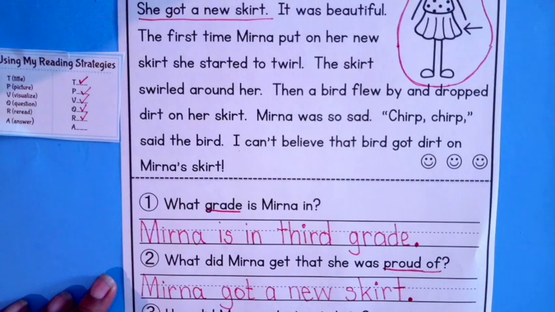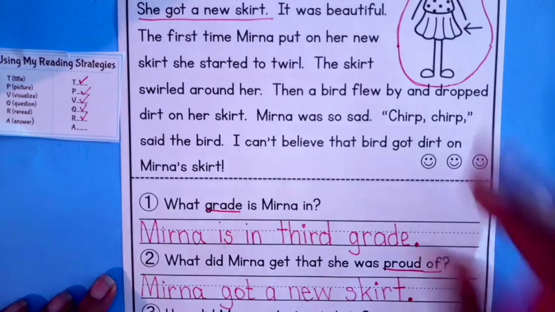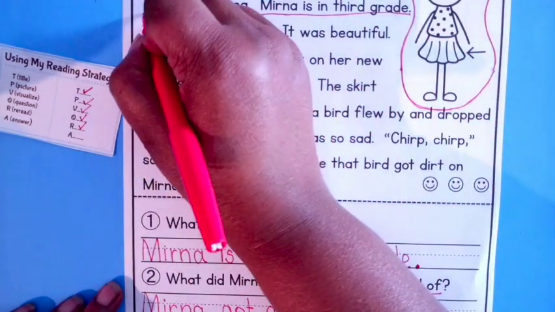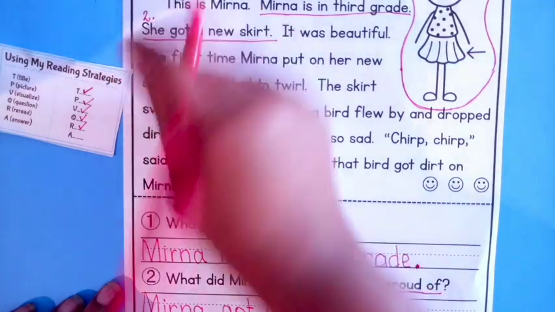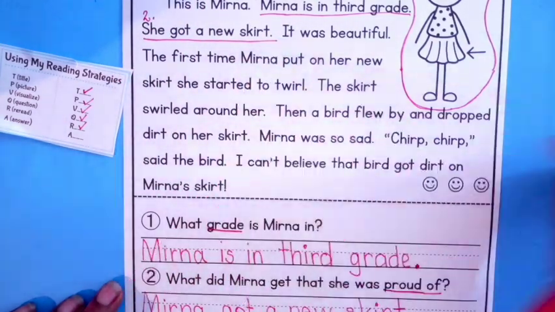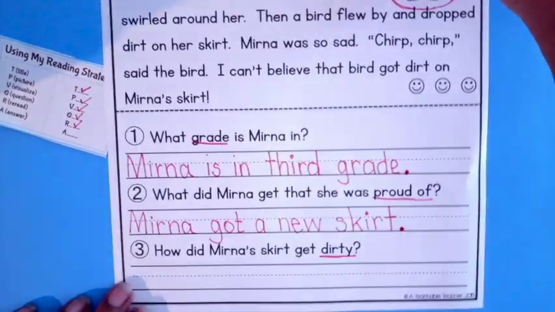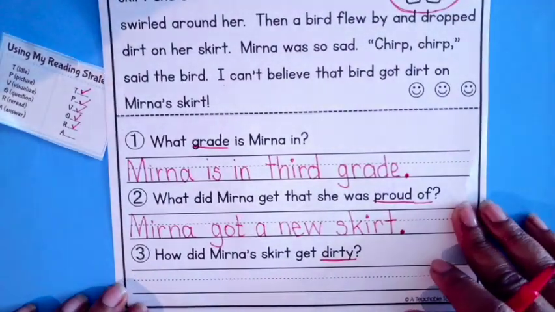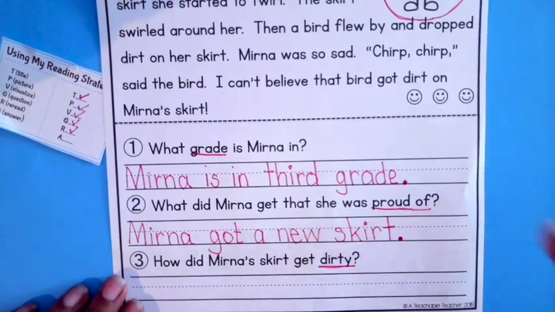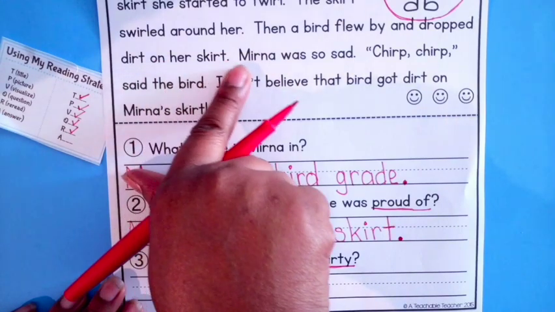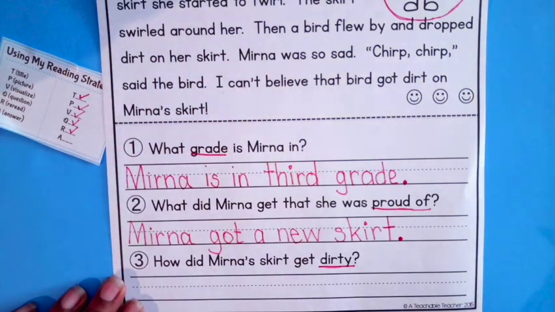And that's my second question. And I proved my answer by coming up here, underline, and don't forget to write the question that you're proving, that you underlined the sentence for. Okay? Now, question number 2 said, how did Myrna's skirt get dirty? Well, that should be easy too because it says it right here. Then a bird flew by and dropped dirt on her skirt. So Myrna's skirt got dirty because the bird dropped dirt on it.